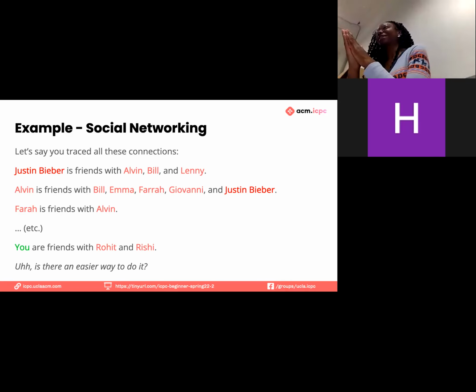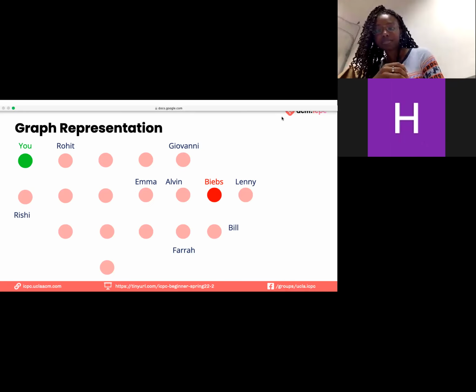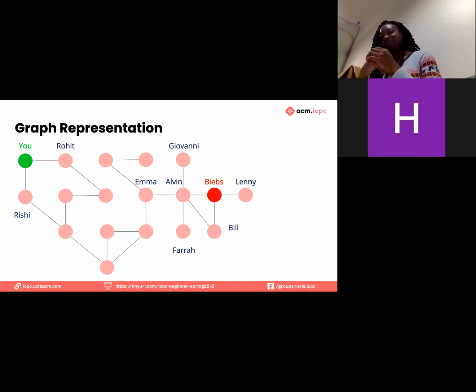If we want to see it, how about we just draw it out? Okay, cool. So we have Justin Bieber right here. We know that Bieber's friends with Alvin, Bill, and Lenny, so we can connect those dots. We also know that Alvin is friends with Bill, Emma, Giovanni, Farah. We can connect those dots and so on and so forth, all the way up to you. Now we have this structure that makes it a lot easier to see how close any two people are.